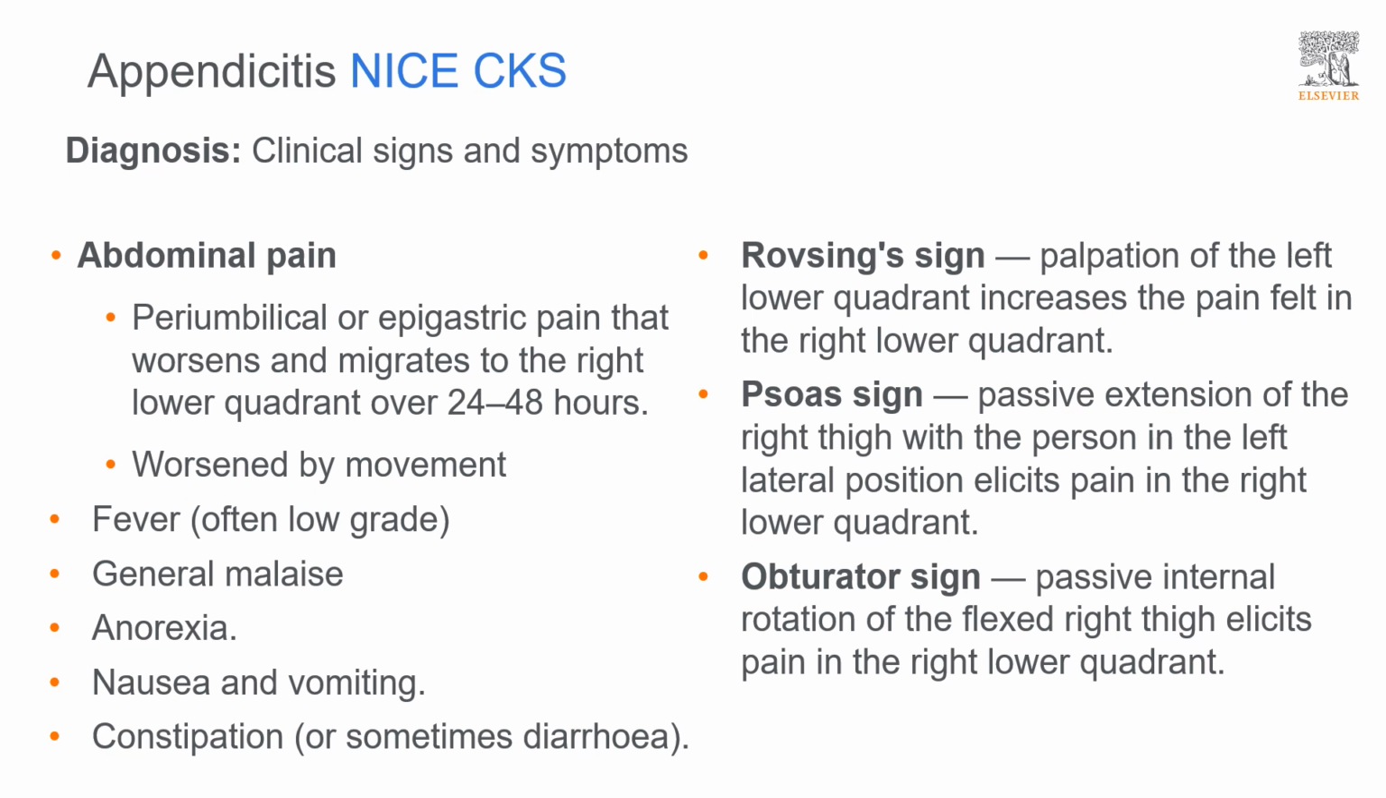Other features include a fever, which is often low grade, general malaise, anorexia, nausea and vomiting, and constipation or sometimes diarrhea, and patients can experience urinary symptoms. There are several key signs associated with acute appendicitis, including Rovsing's sign, where palpation of the left lower quadrant increases pain in the right lower quadrant, the psoas sign, where passive extension of the right thigh when in the left lateral position produces pain in the right lower quadrant, and the obturator sign, where passive internal rotation of the flexed right thigh elicits pain in the right lower quadrant.